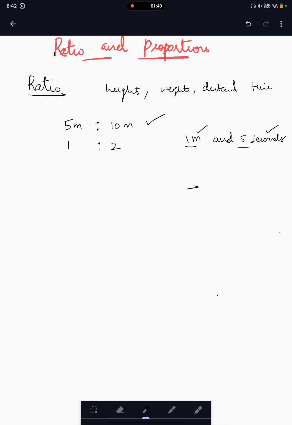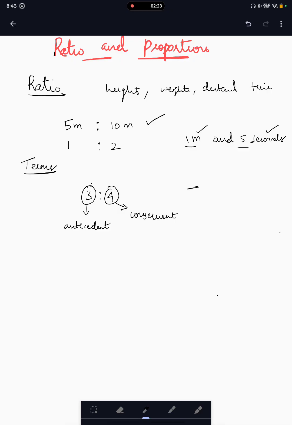Next, the terms of the ratio. What are the terms we have in a ratio? Now 3:4 is a ratio, right? The first number we can call the first term, and the second number the second term. Another defined name: the first term is called the antecedent, and the second term is called the consequent.